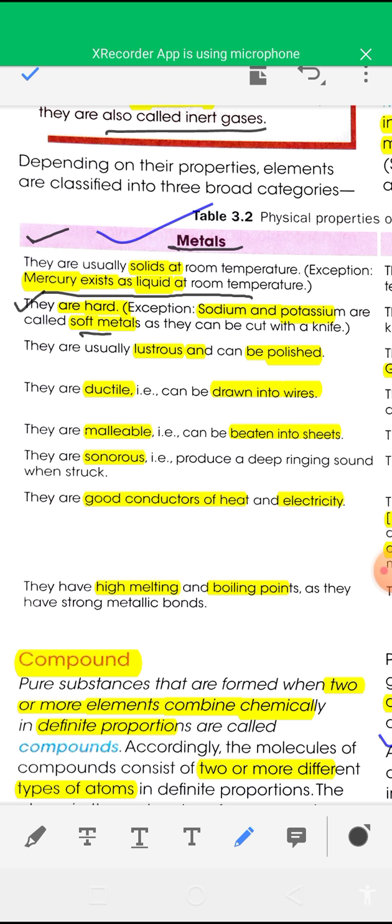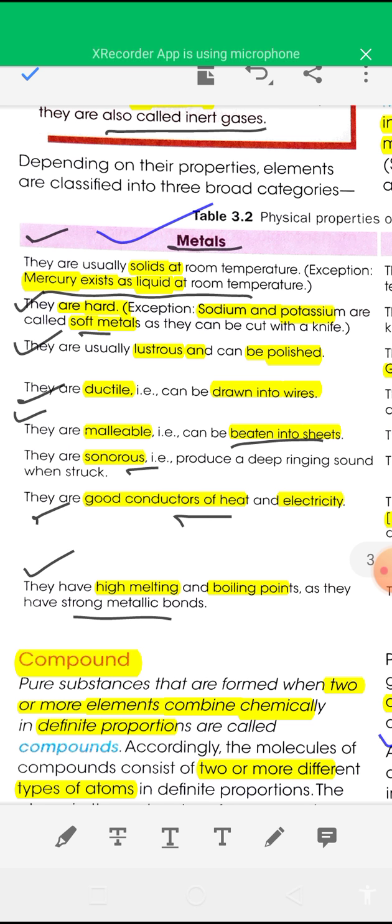Metals are usually lustrous and polished, and metals are ductile, that is, they can be drawn into wires, and metals are malleable, that is, they can be beaten into sheets. Metals are sonorous, that is, they can produce a deep ringing sound, and metals are good conductors of heat and electricity. Metals have very high melting and boiling points, as they have strong metallic bonds. So these are some properties of metals.